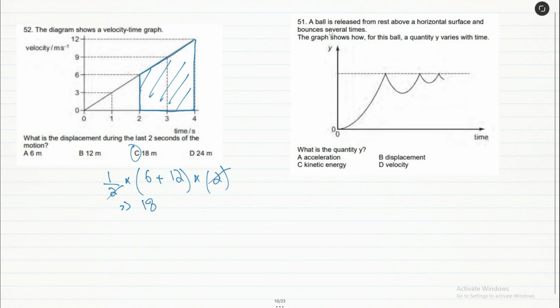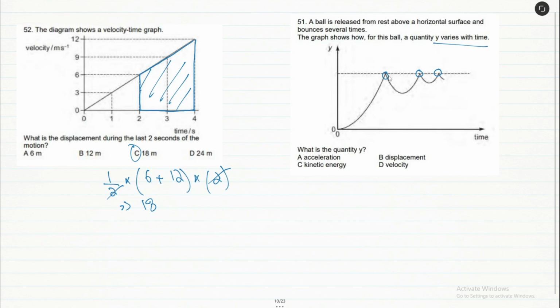Now, a ball is released from rest above a horizontal surface and bounces several times. The graph shows how, for this ball, a quantity y varies with time. We don't know what y is. A ball is released from rest above a horizontal surface. So the quantity y can't be acceleration, because this is obviously the point where the ball is hitting the ground. So the acceleration can't be a non-zero value when the ball hits the ground, if that makes sense.